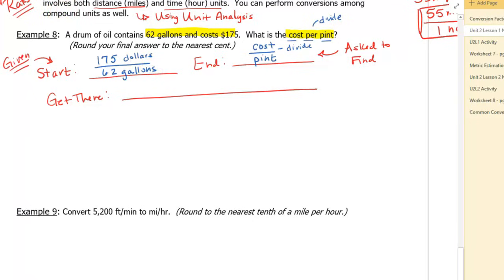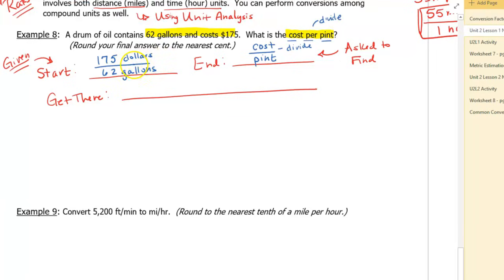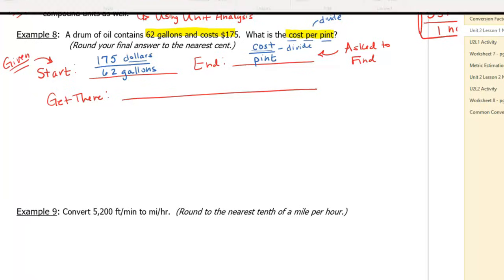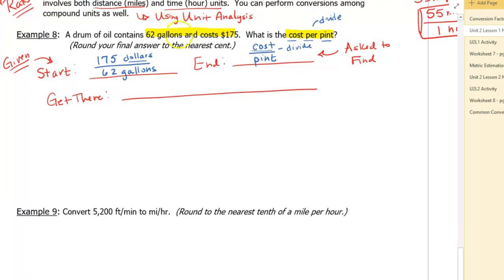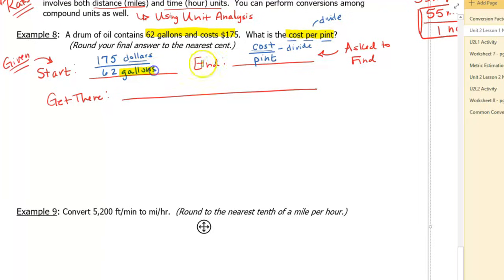So let's think. This one is challenging because we're not really converting the top at all. We're given dollars and we want to find the cost, and that will also be in dollars. So what this problem presents is we are going to actually use unit analysis not to convert the numerator, but this time to convert the denominator because we want to go from gallons to pints. Now we're not going to be squaring or cubing anything in these because we're not talking about area or volume. We're just talking about a rate.